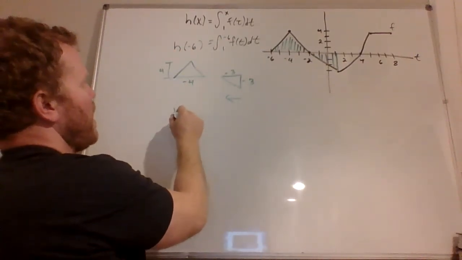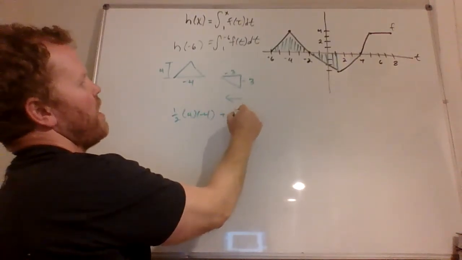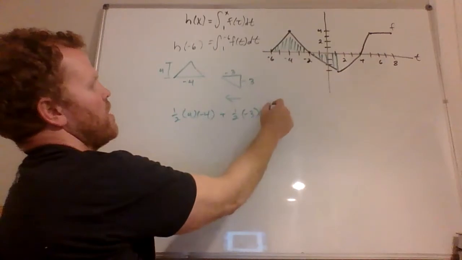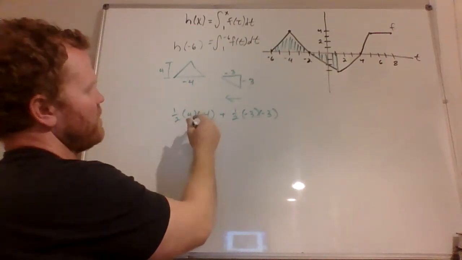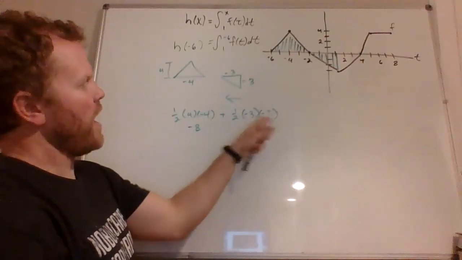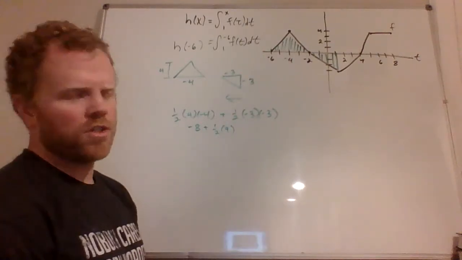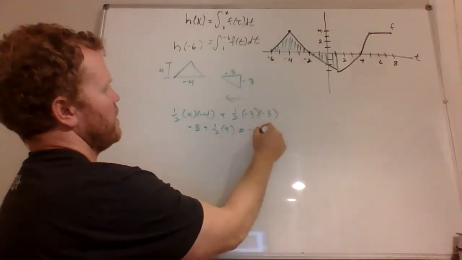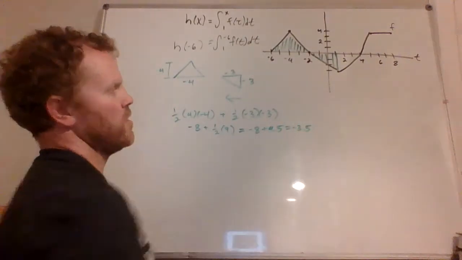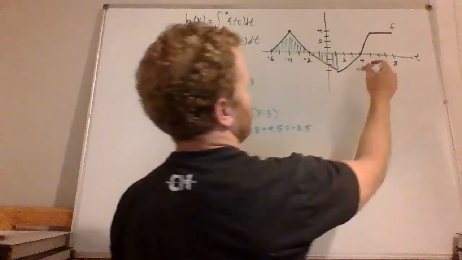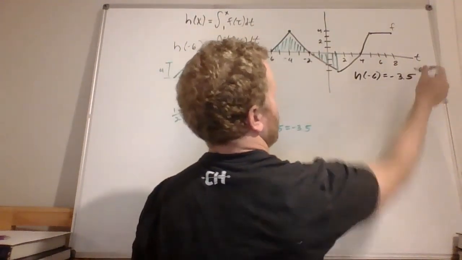So this should be 1/2 of 4 times -4 plus 1/2 of -3 times -3. So that's going to wind up being half of -16, which is -8, and half of 9. So that's just 4.5. So -8 plus 4.5 winds up being -3.5. So we'll make a little bank over here of all our answers. So h of -6 is -3.5.